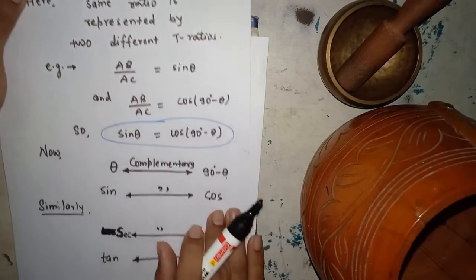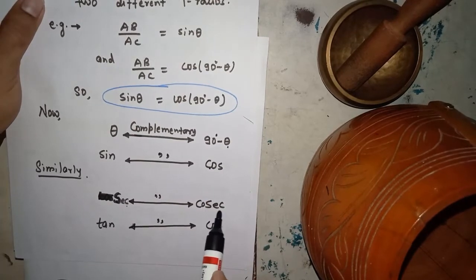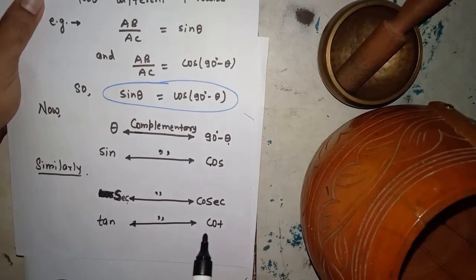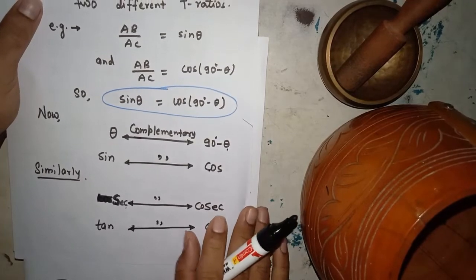In the similar way, we can say sec and cosec are complementary T ratios, and tan and cot are complementary trigonometric ratios. Have you got my point?